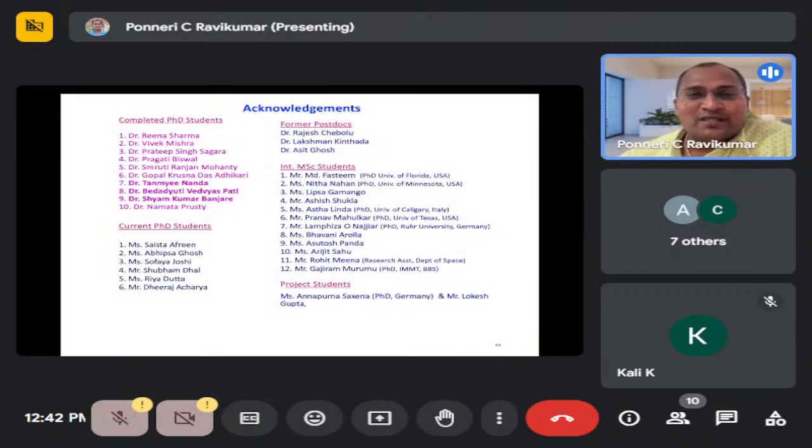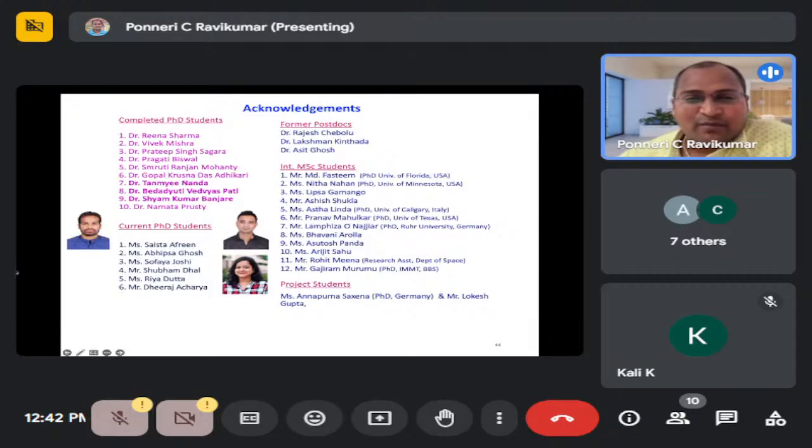And these are the students who worked with me. Without their hard work, these would not have been possible. The work that I presented in this talk is done mainly by Shyam, Tanmay, and Vedavyas. Shyam is in Germany. Tanmay is also in Germany as a Humboldt fellow. Vedavyas is in the United States with Jin-Quan Yu, who's also a famous scientist.